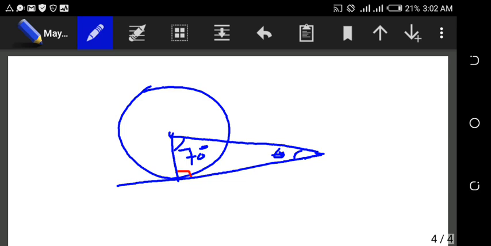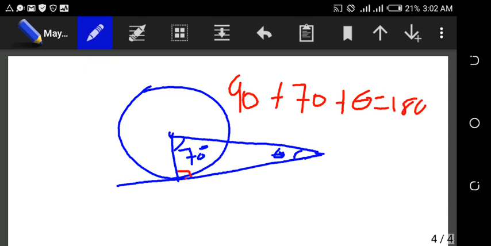In other words, we can look at this triangle. Here is 90 degrees, here is 70. We can easily find what theta is, because the sum of angles in a triangle must give us 180 degrees. So 90 degrees plus 70 degrees plus theta must give us 180 degrees. That's the sum of angles in a triangle. Now 90 plus 70 gives us 160.